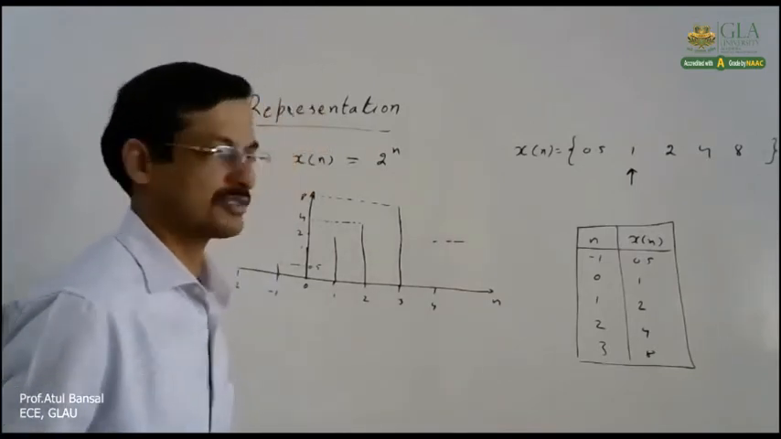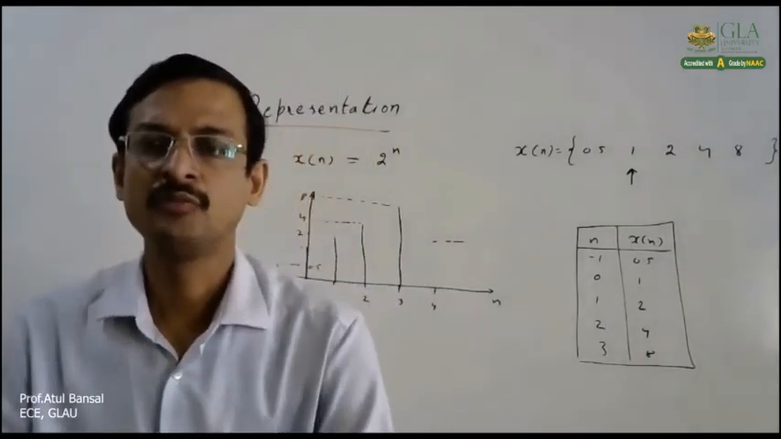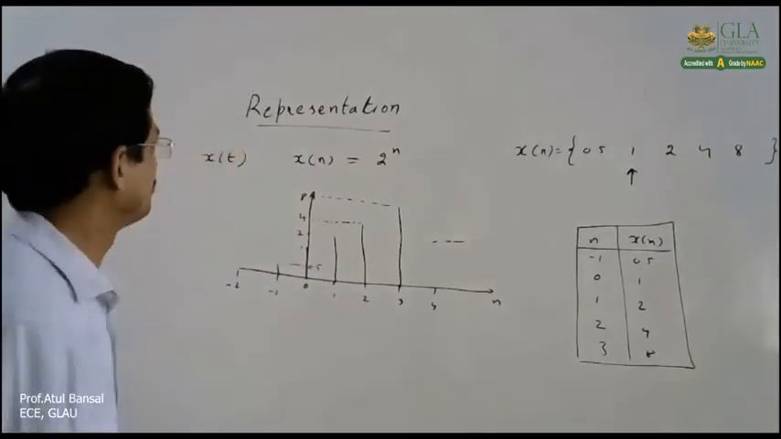All right. So this was all about the representation of signals. Next, we move to the transformations on the independent variable of the signal.